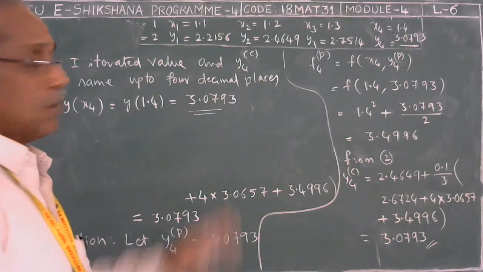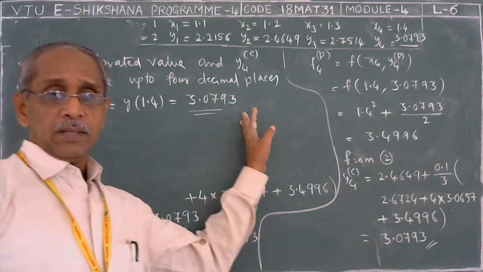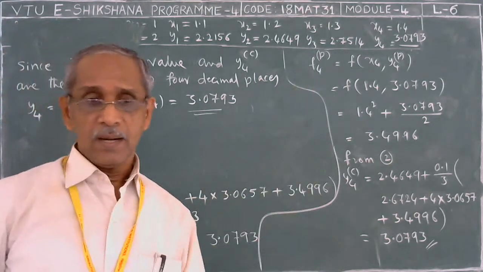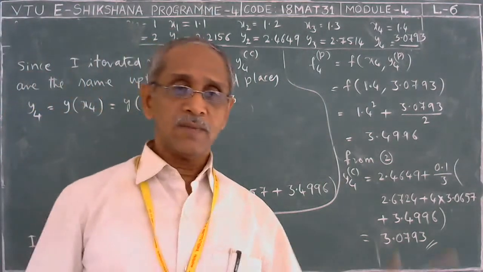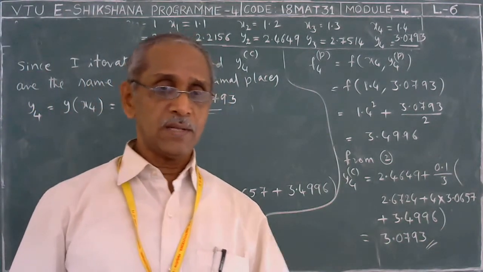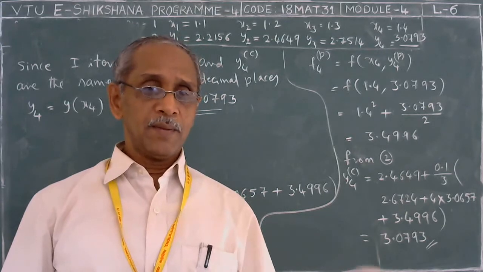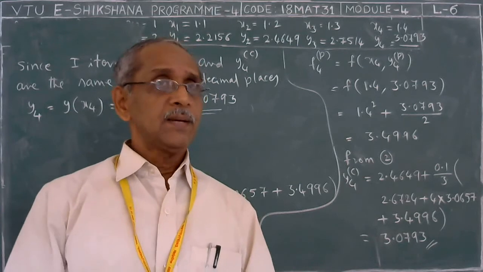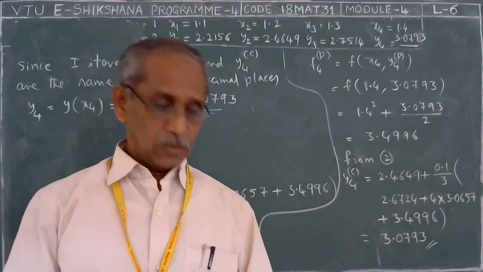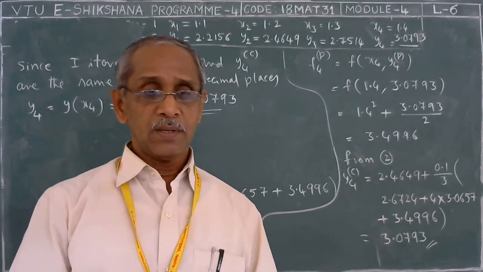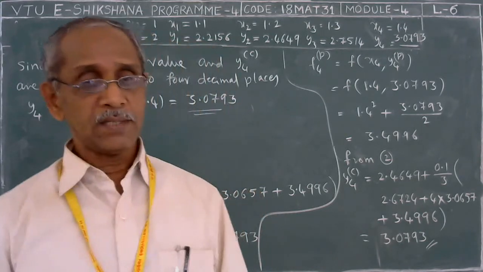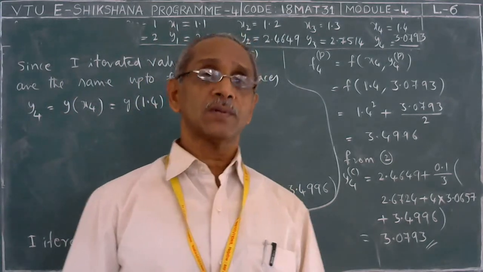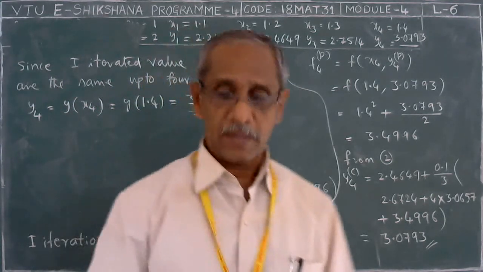This is how we go through to solve a first order differential equation with a sequence of values of y for the previous values of x by Milne's predictor corrector method. In my next class, I will come up with a few more examples on Milne's predictor corrector method, and then I will discuss the Adams-Bashforth predictor corrector method. Okay. Thank you.